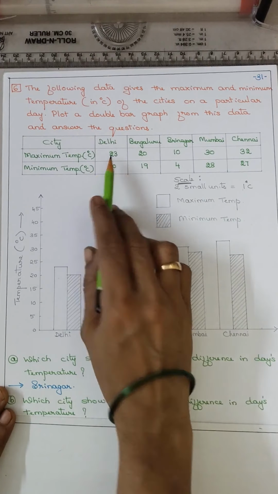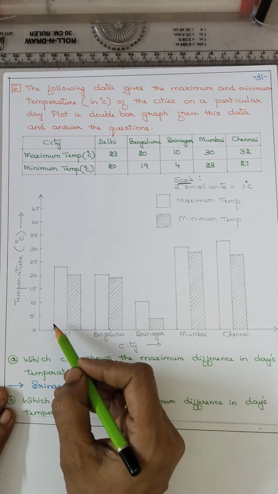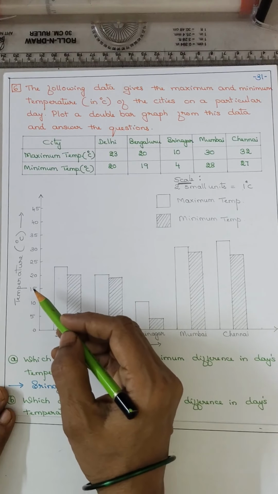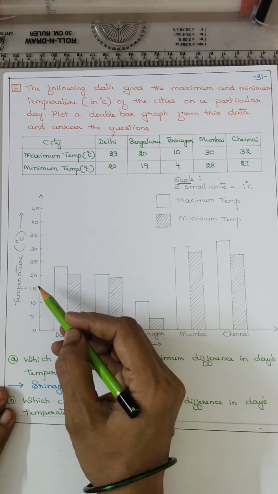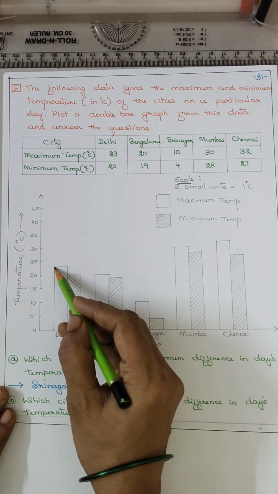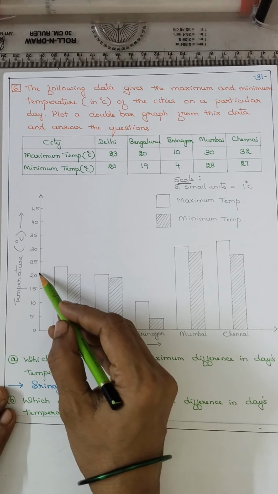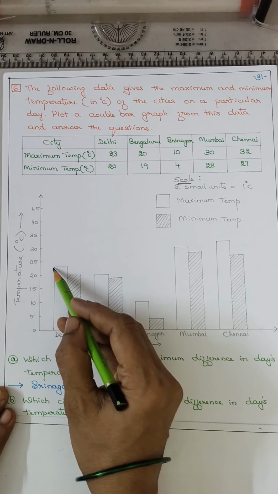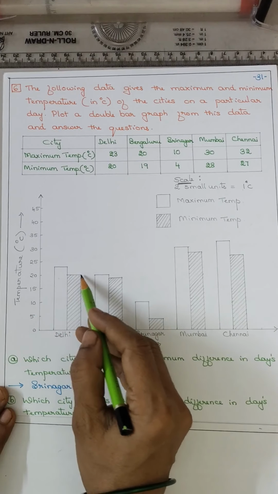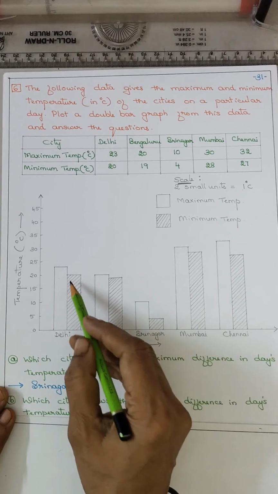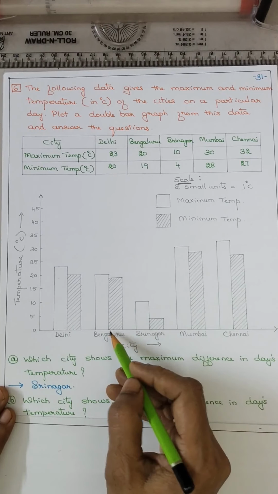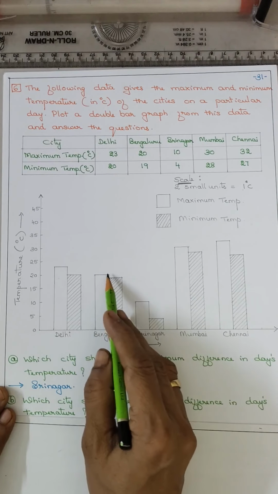Now 23, Delhi. 23 means 20. For 3, 2 small units is equal to 1, means you have to go up to 6. Isn't it? Here you have to go to 20 and here up to 6 small divisions. So then it will be 23, then 20. So like before, make the box, then from 20 onwards. Next Bengaluru, that is up to 20 you have to take.